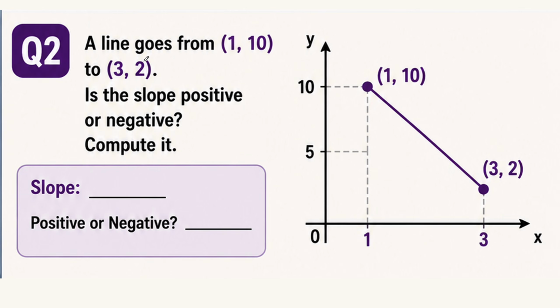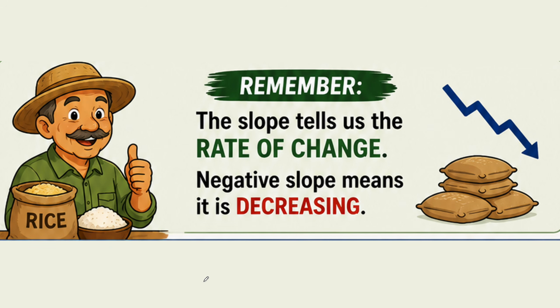A line goes from 1, 10 to 3, 2. Is the slope positive or negative? Compute it. Find the slope and identify if that is positive or negative. Everybody, remember at the end of the session, the slope tells us the rate of change. Negative slope means it is decreasing. Otherwise, it is increasing. That's how we understand the first session. See you in our classroom. I hope you understand this specific topic.